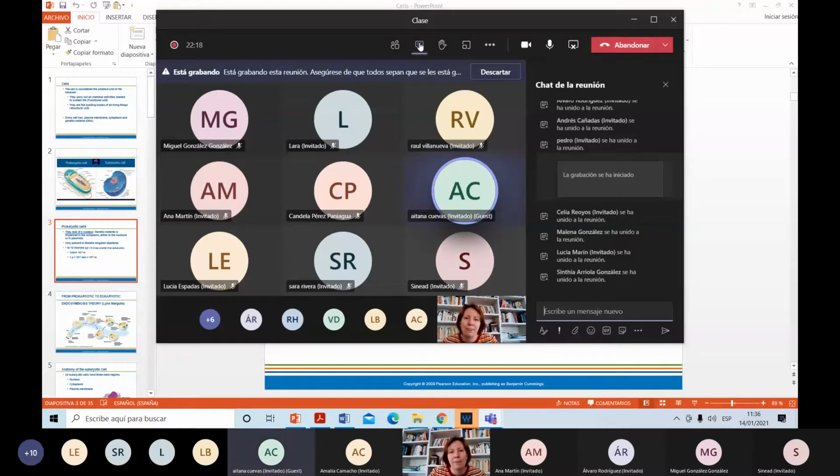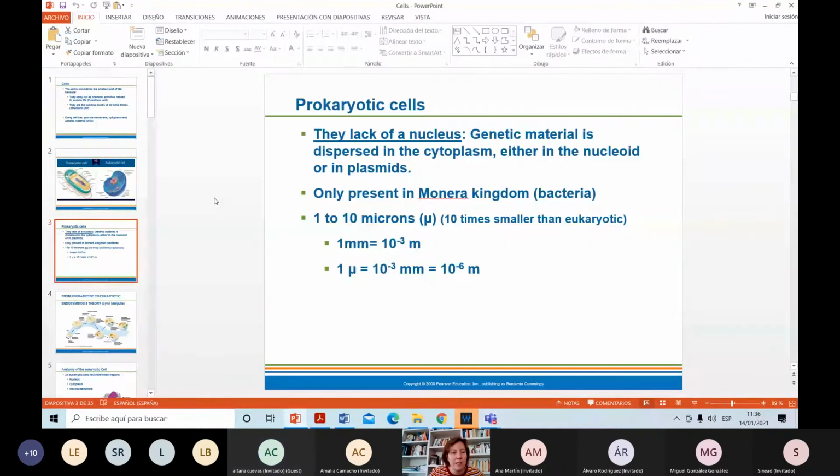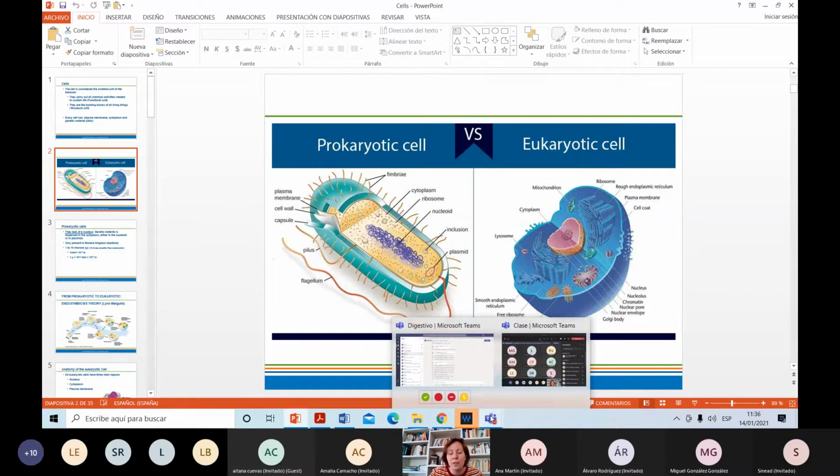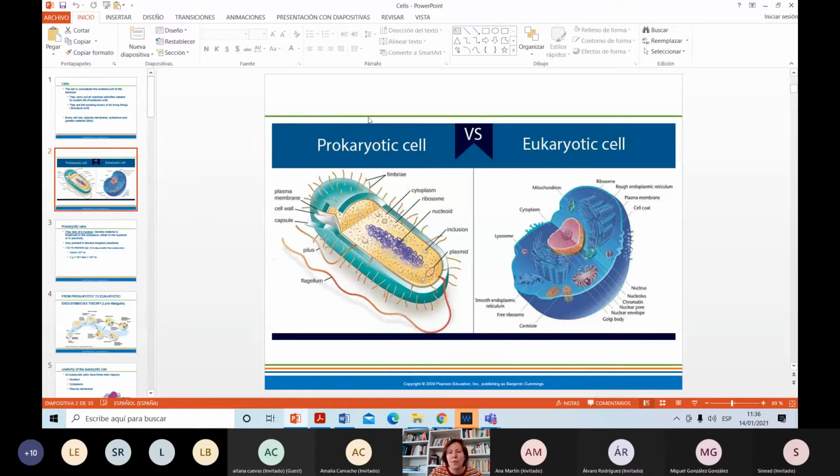Eukaryotic ones. Okay, eukaryotic cells are bigger than prokaryotic cells. In fact, we said that the size of this cell is more or less the size of this organelle. Okay, so that's another difference. And the third one is the kingdom in which we find each one. Prokaryotic cells are only found in one kingdom. That's why these organisms belong to a different domain.